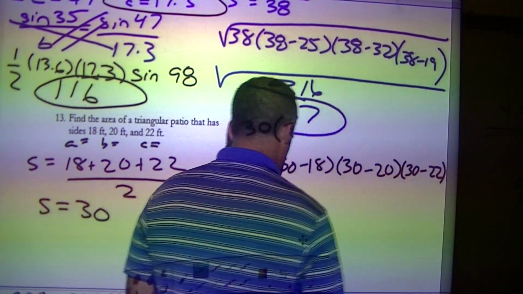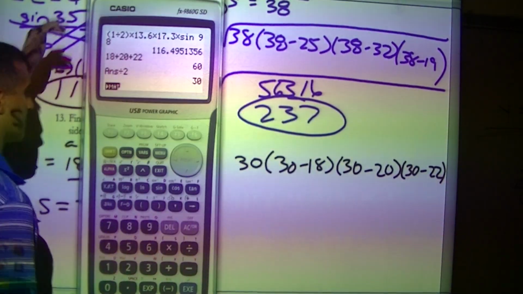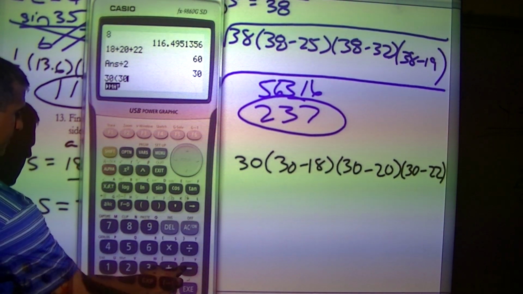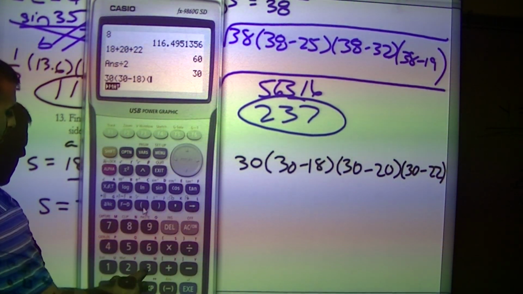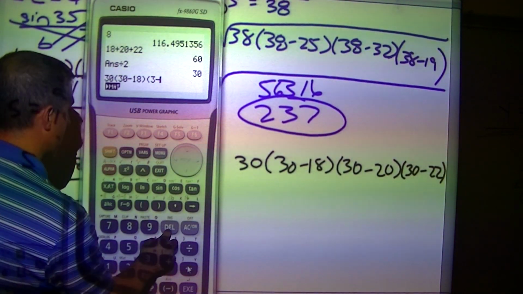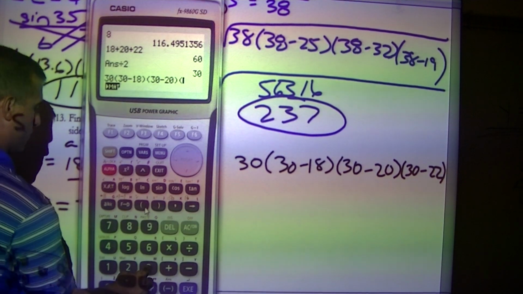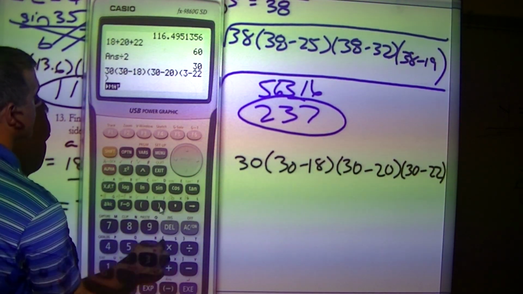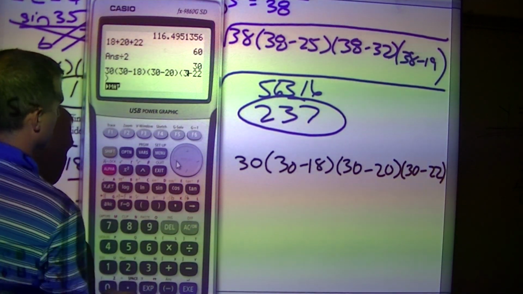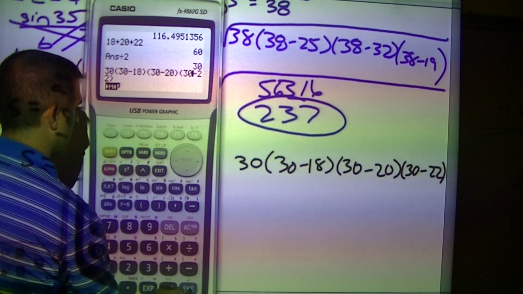If you want to leave the square root out, just so you don't make that mistake, it's probably a good idea. All right, and that way you don't have to worry about making a mistake there. So 30 minus 18. Okay, let the calculator do the subtraction. Saves you from making the mistakes. 30 minus 20. Okay. All right, 30 minus 22. All right, whoops, that's a 3. All right, 30 minus 22. Yeah, all right, so then I get that.